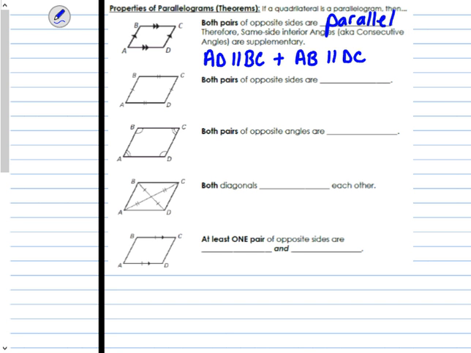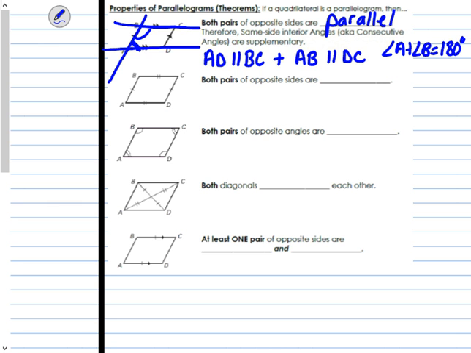Also, the same side interior angles, aka the consecutive angles, are supplementary. So if this side is parallel to this side, and it's being intersected by a transversal, this angle and that angle are supplementary. That means they add up to 180 degrees. So angle A plus angle B equals 180 degrees.